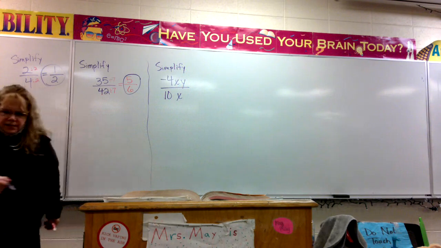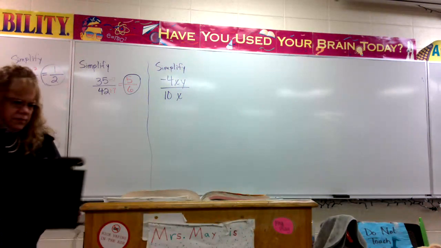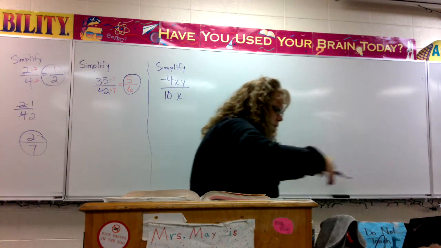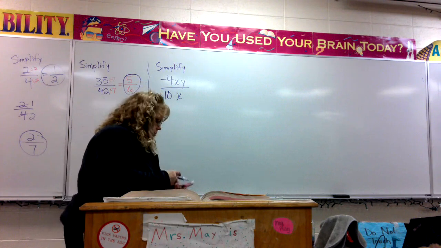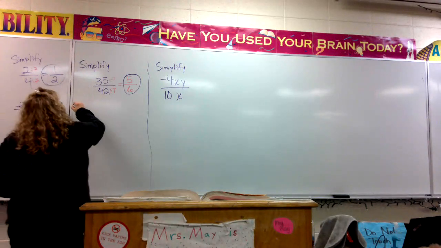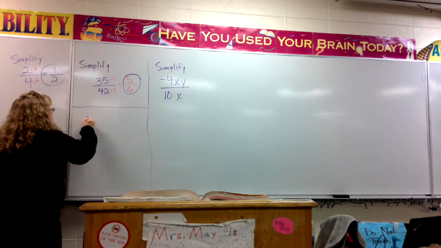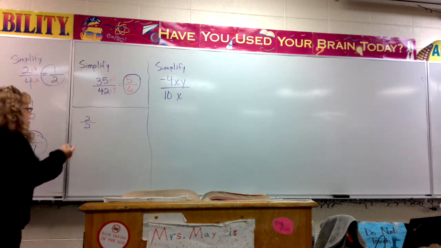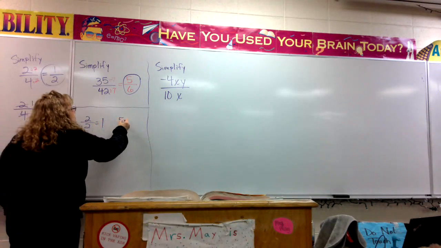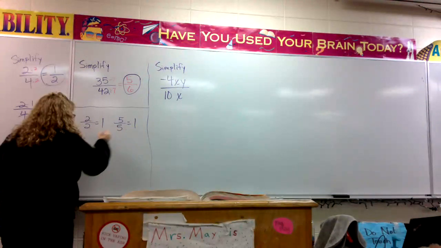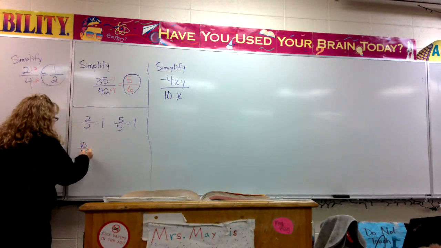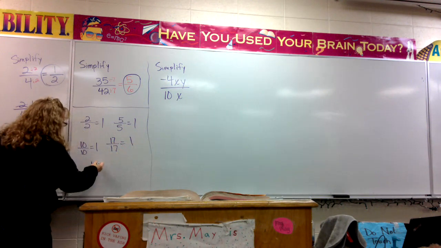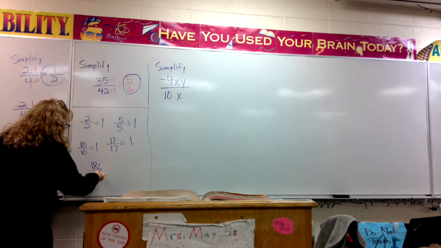Before I simplify that, let me ask you this. What is 2 over 2, what does that simplify to? 1 over 1, or just 1? What is 5 over 5? What is 10 over 10? What is 17 over 17? What is 186 over 186?